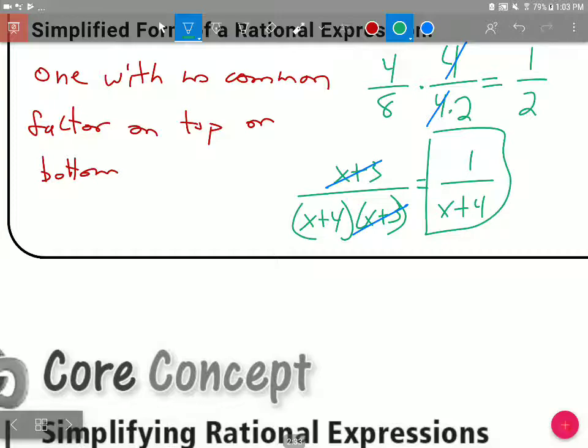If everything is gone, you put a 1 there. If everything is gone, it's a 1, because it's kind of like saying all of this is multiplied. It's got a coefficient of 1, right? So if you cancel it all out, the 1 is left over.